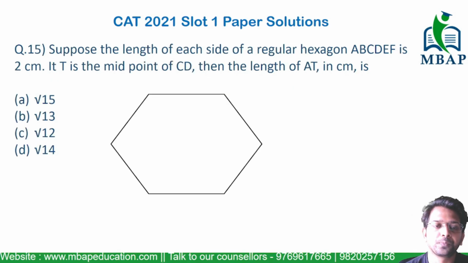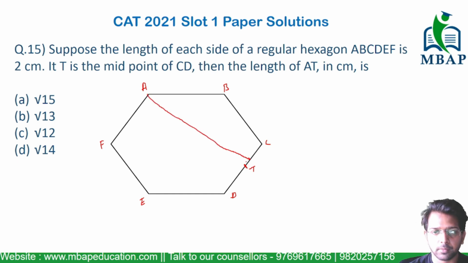Taking the next question, the question says, suppose the length of each side of a regular hexagon is 2 cm each. Let's name this hexagon A, B, C, D, E and F. Now the question says, if T is the midpoint of CD, let's assume this is my point T, then find the length of AT. This is the length for which we have to find the answer. Okay, let's assume this is my midpoint. AT is the length that I have to find out.